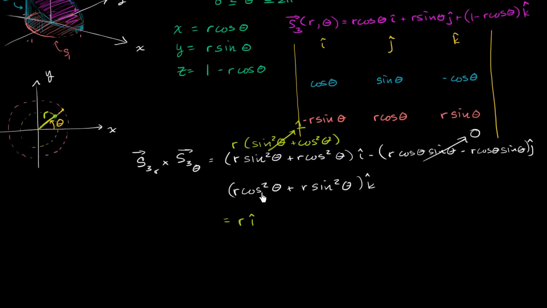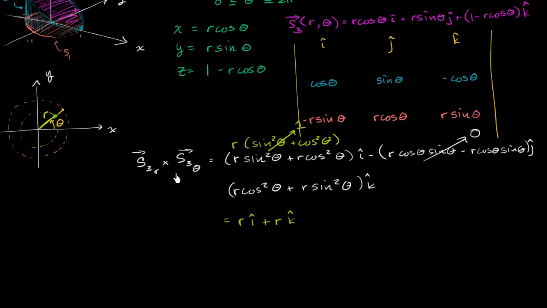And we do the same thing over here. This also simplifies. This is actually the same thing. This also simplifies to r. So this whole thing simplifies. Let me write it this way. This is also r times sine squared theta plus cosine squared theta. Also simplifies to r. So you have r times k.